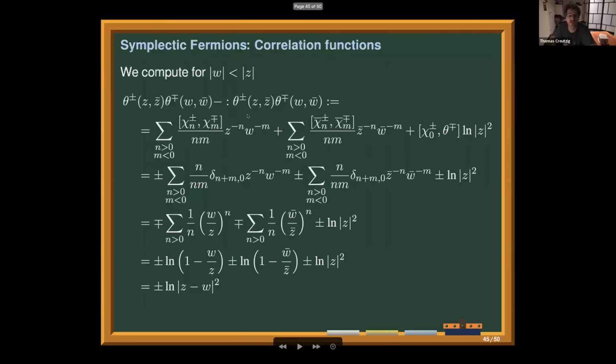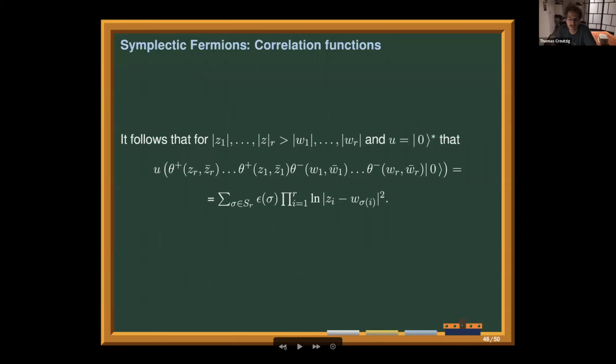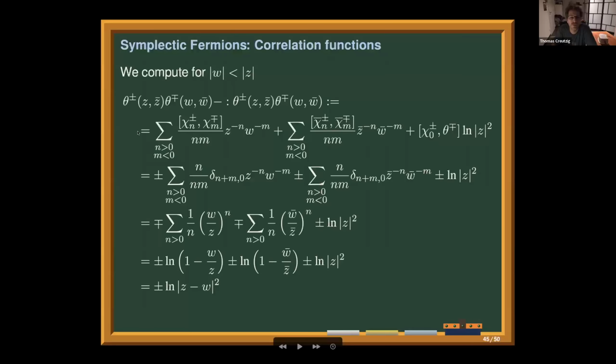Now this is always going back. So the first line here is simply carefully writing down what the difference between the product and the normally ordered product is. The next line is inserting explicitly the commutators. Then the next line is setting m equal to minus n. And then you see this gives m is equal to minus n.